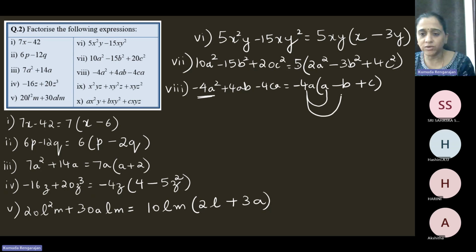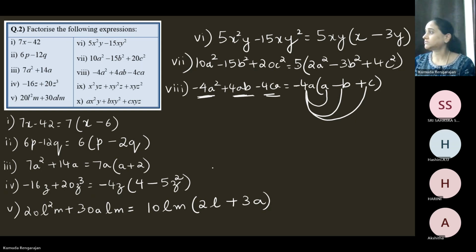Minus 4a into minus b. Minus into minus will give you plus 4ab. Then minus 4a into plus c is minus 4ac. When you multiply the two terms, you must get the terms here. Got it?